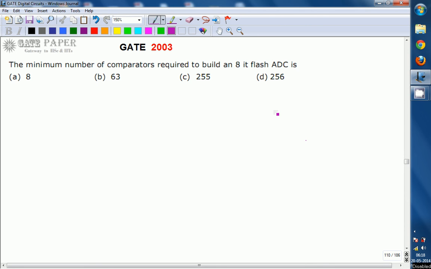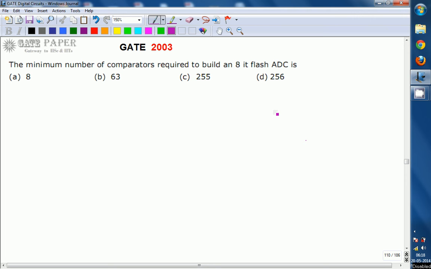Hello, we are discussing the GATE 2003 ECE paper, and the topic we are discussing is digital circuits. The minimum number of comparators required to build an 8-bit flash ADC is: A) 8, B) 63, C) 255, D) 256. How many comparators are required to build an 8-bit flash ADC?